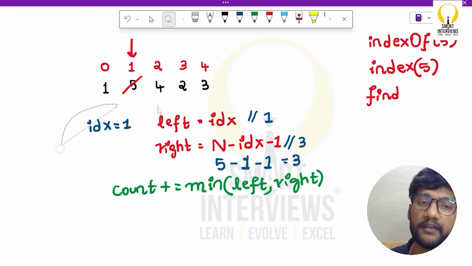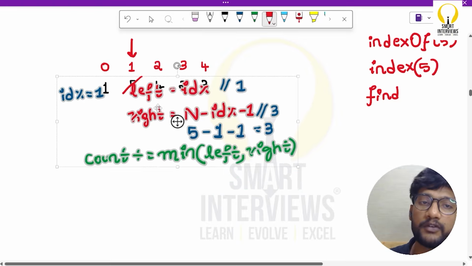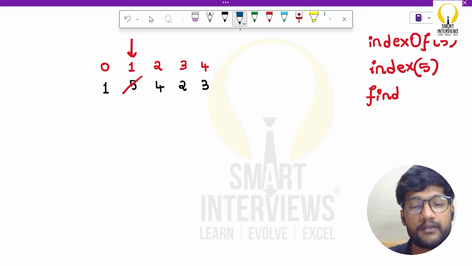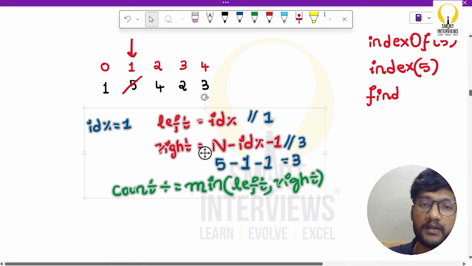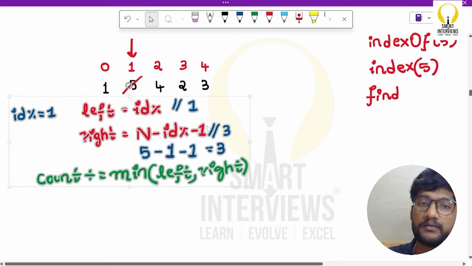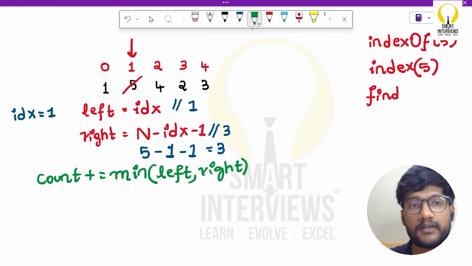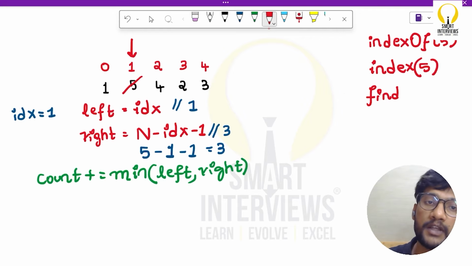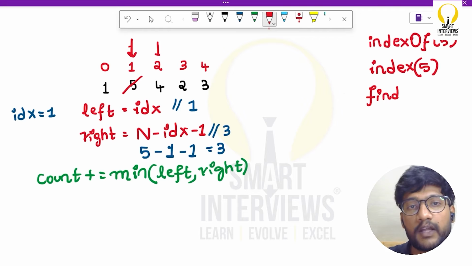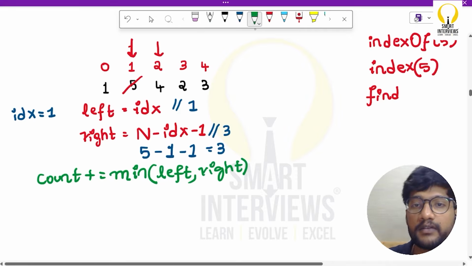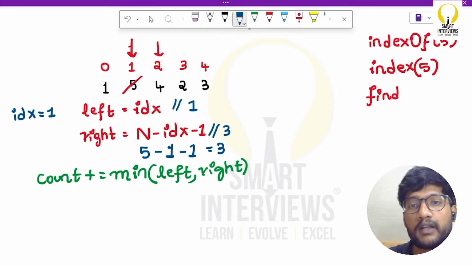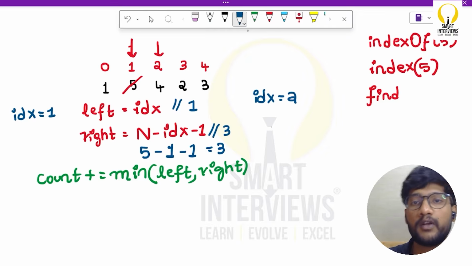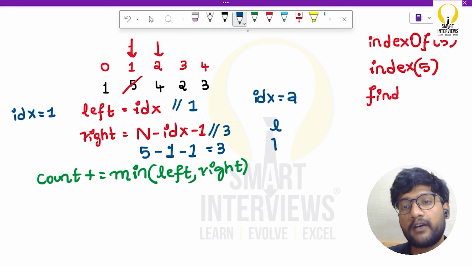Again, what will you do in the second case? Again, your count is, let's say in the second case, you'll ask your methods to give me a 5. Give me, like, where is my 4? That function or method will give you index as 2. Now what will you do? How will you find your left and right, guys?